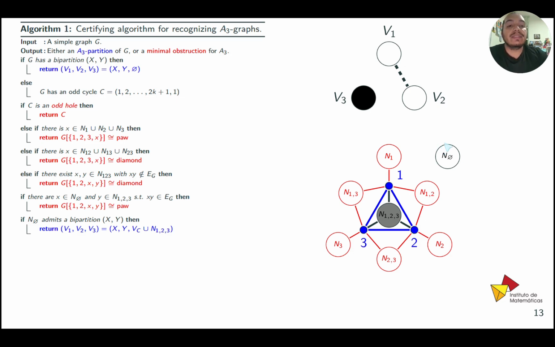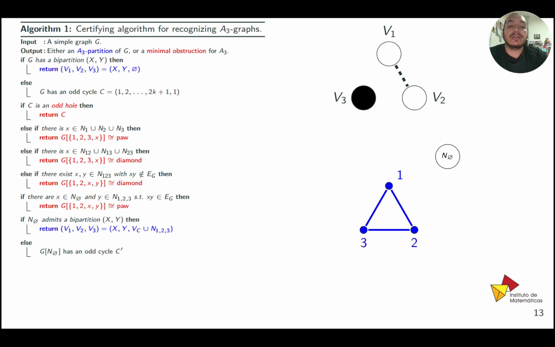And now, what happens if n empty doesn't have a bipartition? Well, in that case, it has an odd cycle, again, C prime. If C prime is too long, then we return C prime as an odd hole. And in our case, it means that n empty has a triangle that together with the original triangle, it forms a copy of 2K3, so we return it as a no certificate. This is basically what we pretend to do with this approach.